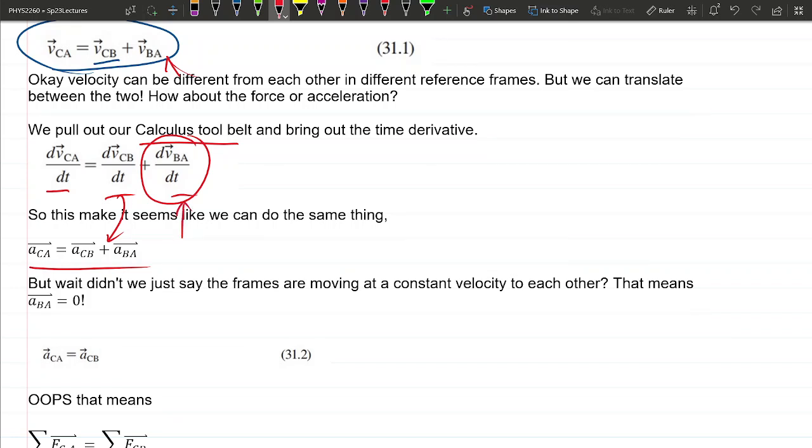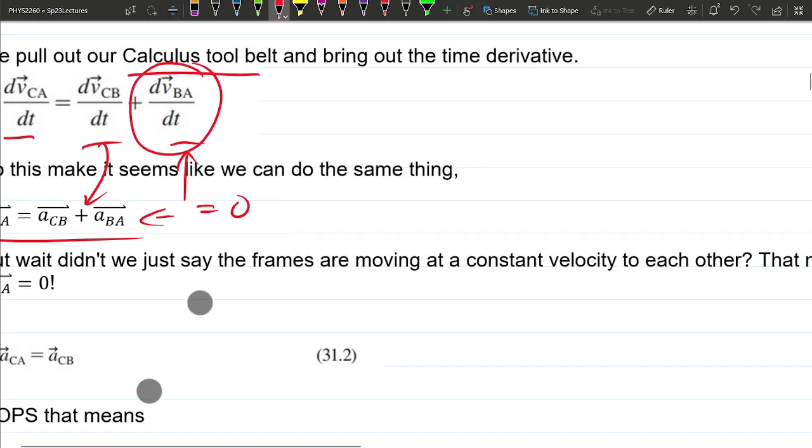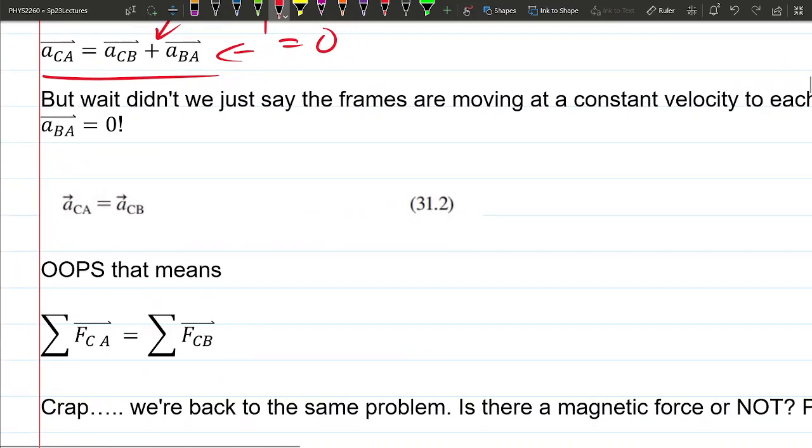This term is actually equal to 0, right? Because if we're having a constant velocity, the acceleration has to be 0. So therefore, we can find that the acceleration someone would observe the cat to have in Alex's frame and the acceleration of the cat in Brittany's frame should be equal to each other, because the two frames are not accelerating relative to each other, because this term just went away.